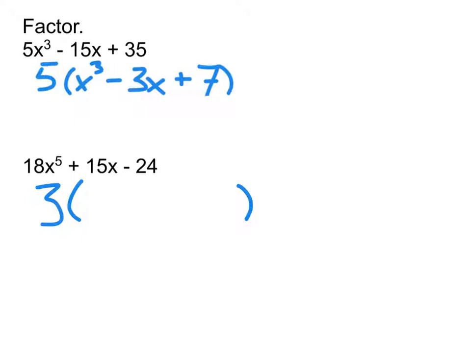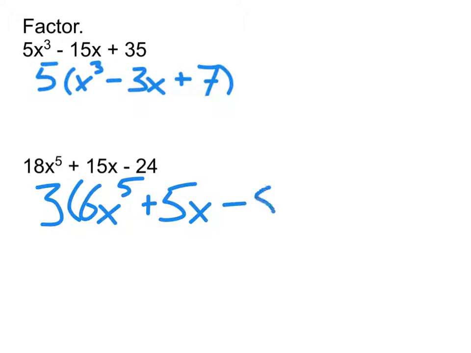So now I go ahead and start dividing through by that 3. So 18 divided by 3 is 6. The x to the 5th is unchanged here. Plus stays a plus. So 15 divided by 3 is 5, and the x is unchanged here. And then the minus stays a minus. And 24 divided by 3 gives me 8. And so then that's my final answer.